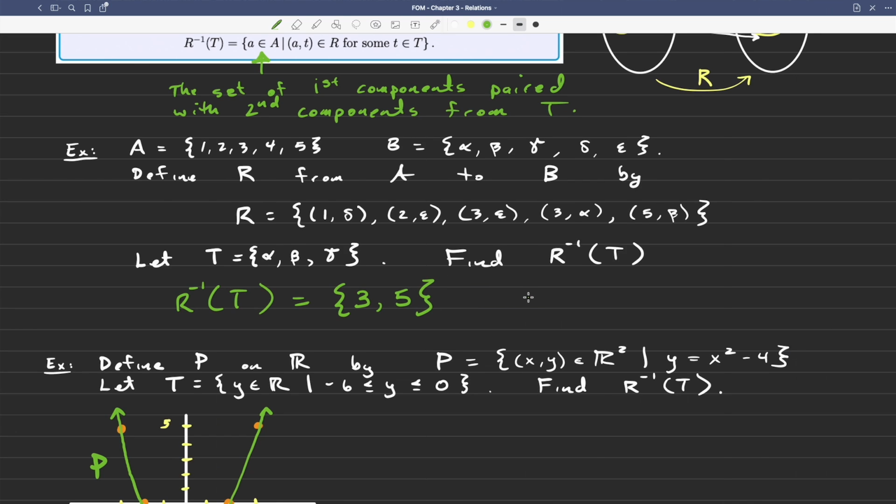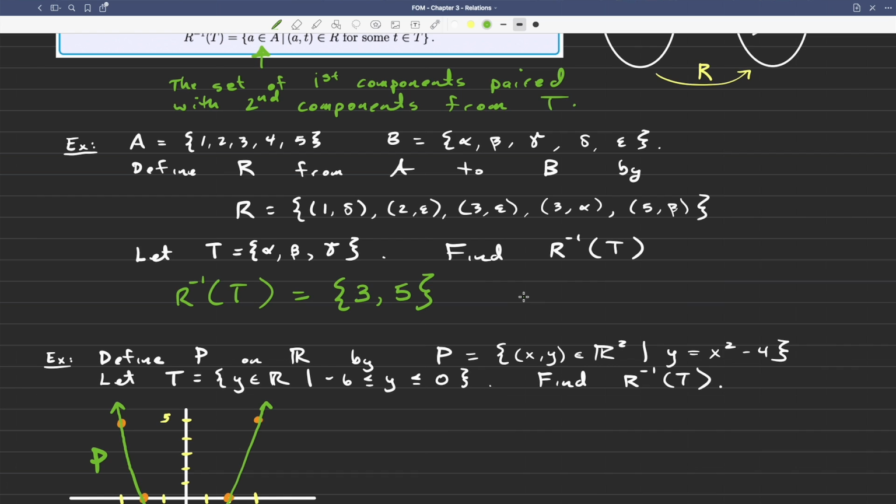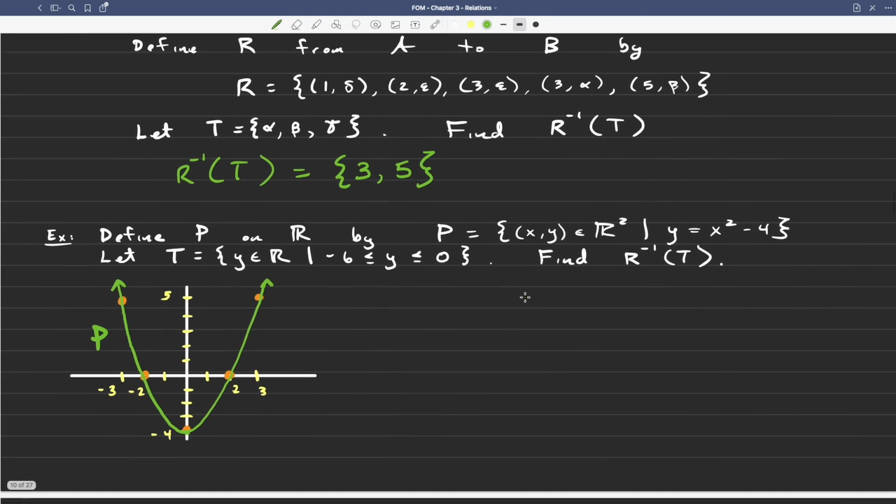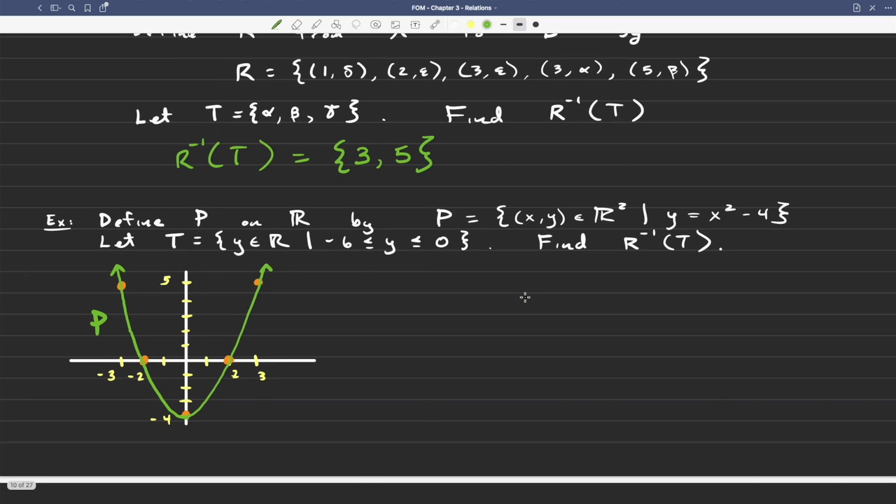So just like that. Someone handed me the second components, and I had to give the first components that went with those second components. And the same thing can happen when you're given a graph, like on a parabola here. So on this parabola, someone's giving me some y values on the graph, and I've got to say what x components are paired with them.